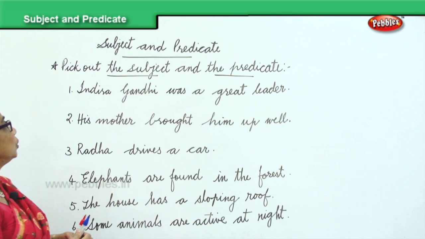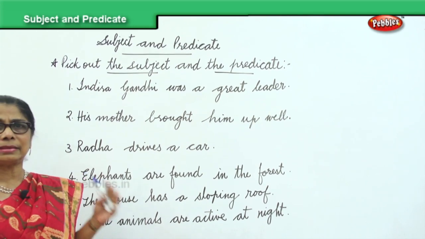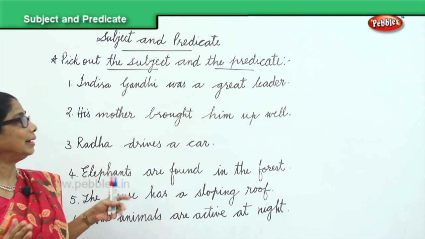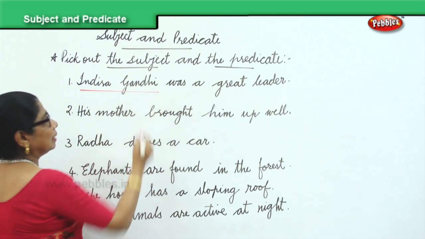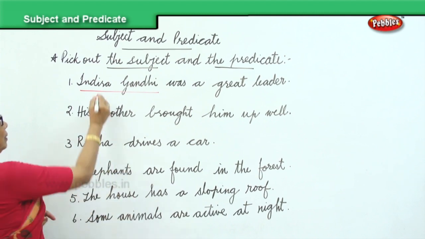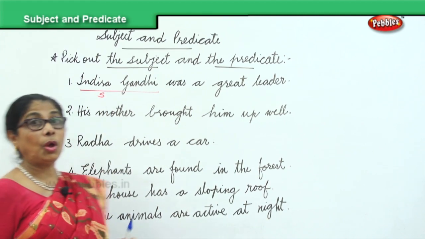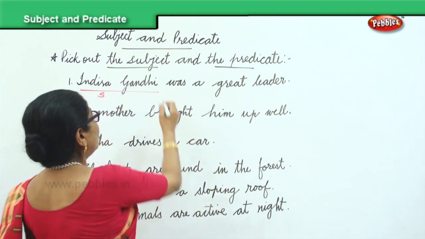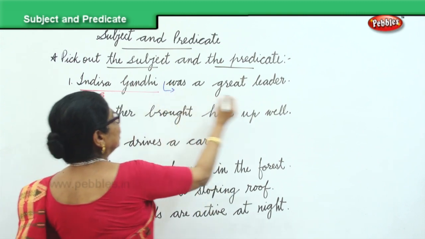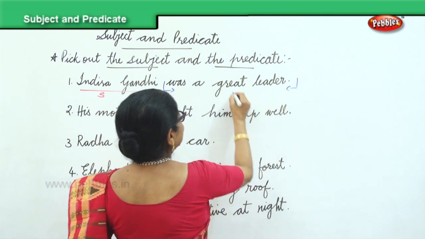Now, let's look at it. Indira Gandhi is the subject. We are talking about a great leader. So now you have here Indira Gandhi. That is the subject we are talking about. Was a great leader, that is the predicate. P for predicate, S for subject.